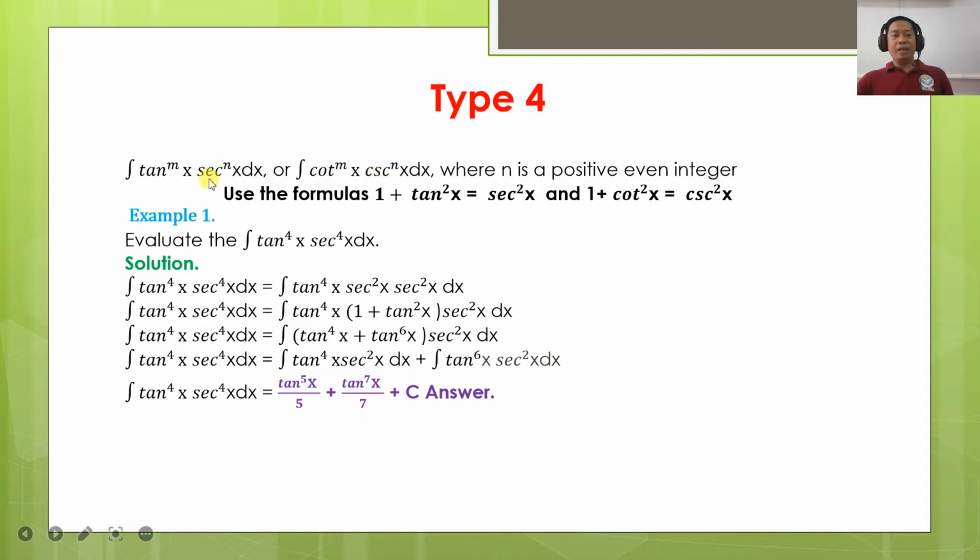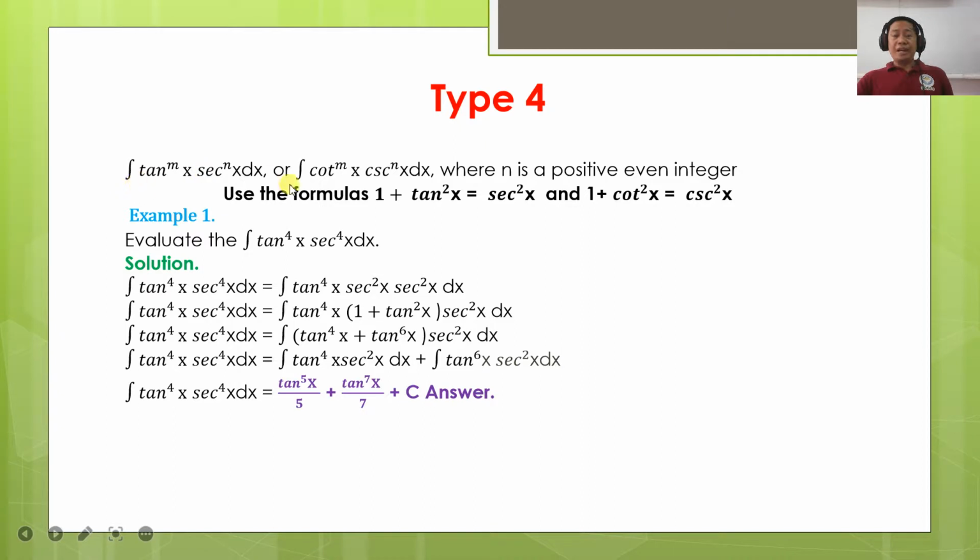Hindi pwedeng iba yung makita natin dyan. Example, tangent x, tapos tinabihan ng cosecant. Hindi pwede. Para maging type 4, dapat ganito. Tapos yung n, nakalagay dito, dapat even. Dapat ganun po talaga. Kasi pag naging odd po yan, hindi naman type 4 yan. Iba po yung magiging solution natin. Wala pa yan dito. Sa type 4, yun lang ang tatandaan nyo.